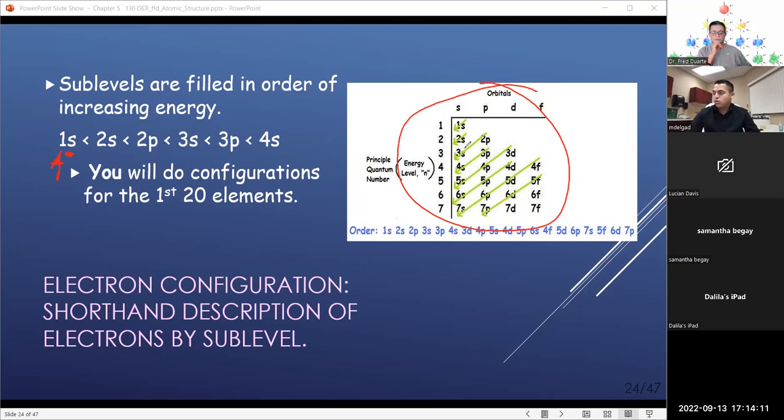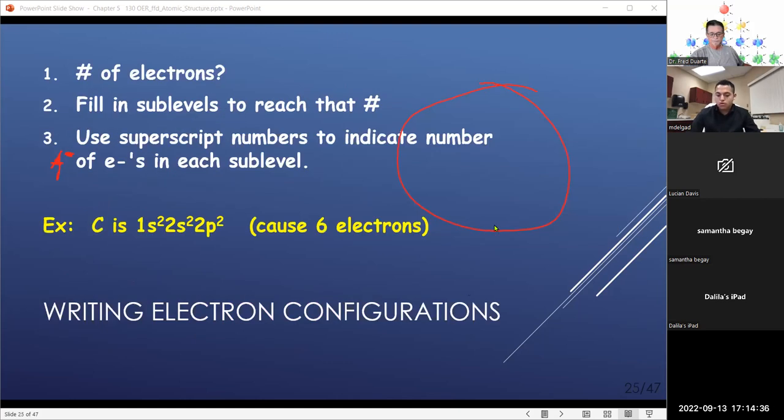I tend to emphasize using the periodic table because all the information you need is right there. Based on the position of that element, you can very quickly write out the electron configuration for whatever element is given. So, for example, if we use that sequence we just talked about, let's look at carbon.